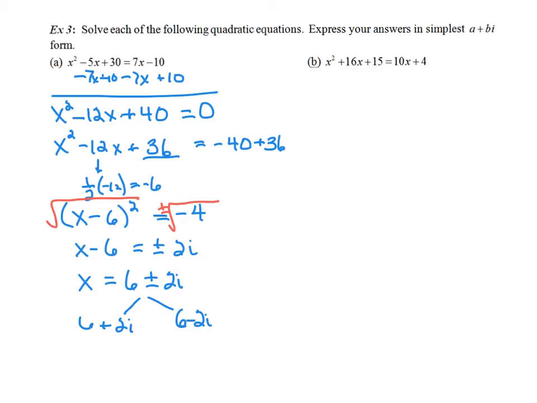So look over your work and make sure you understand the process of completing the square, and also identify why we ended up with complex roots in that answer. Let's go ahead and try B.